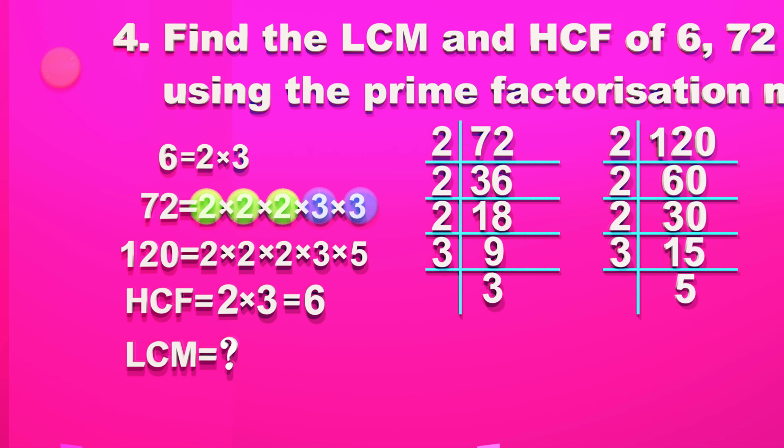Now next number is 5 and it is exactly one time. So we will take it. We have taken all available numbers and we got 2 to the power 3 into 3 square into 5. 2 cube is 8 and 3 square is 9.